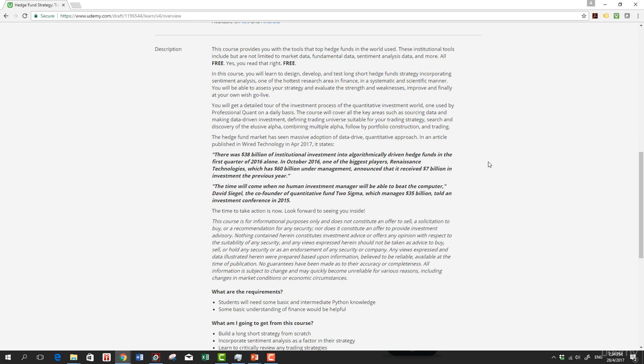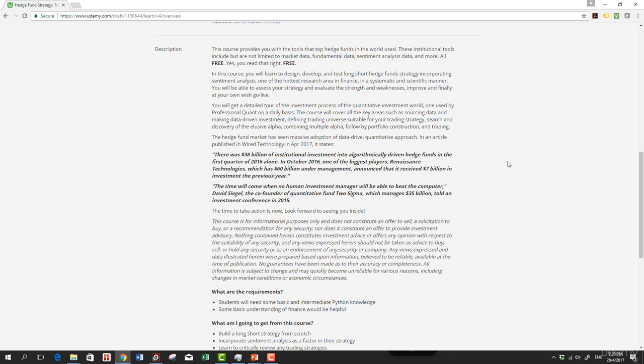You will get a detailed tour of the investment process that the top quants of the world use, one used by professional quants on a daily basis. This course will cover all the key areas such as sourcing data, making data-driven investments, defining a trading universe suitable for your trading strategy, search and discovery of the elusive alpha, combining multiple alphas, followed by portfolio construction as well as trading.